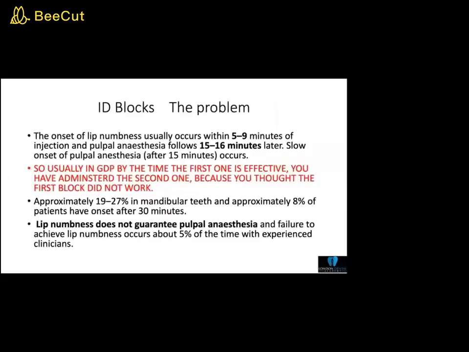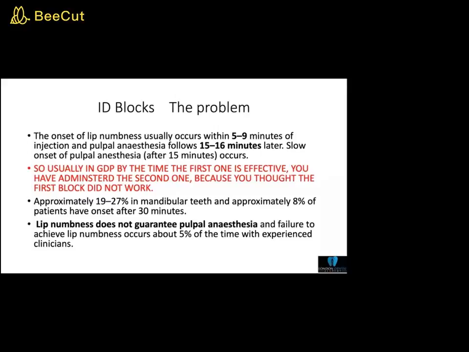First of all, the problem is time. All these points I've taken from her papers, I haven't randomly made them up. They've got evidence behind them. Lip numbness occurs at 5 to 10 minutes, but pulpal anesthesia takes between 15 to 16 minutes, and we don't have that time in general practice. So it's a problem. Usually by the time you've given the first ID block, the patient's not numb.